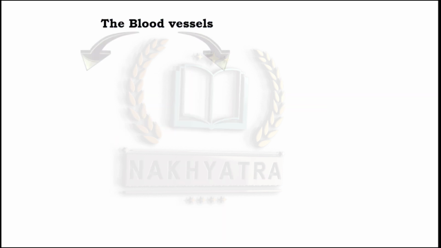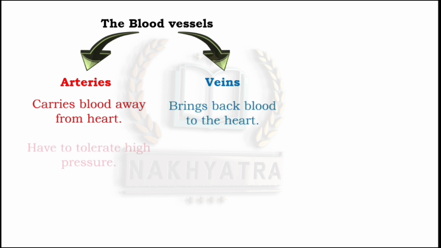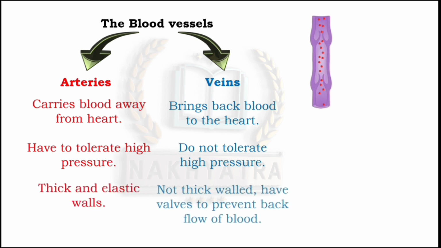Now see here the blood vessels. First one is arteries and the second one is veins. Arteries carry blood away from the heart, whereas veins bring back blood to the heart. Clear? Arteries have to tolerate high pressure, whereas veins do not. Arteries have thick and elastic walls, whereas veins do not have thick walls. Veins have valves to prevent backflow of blood.